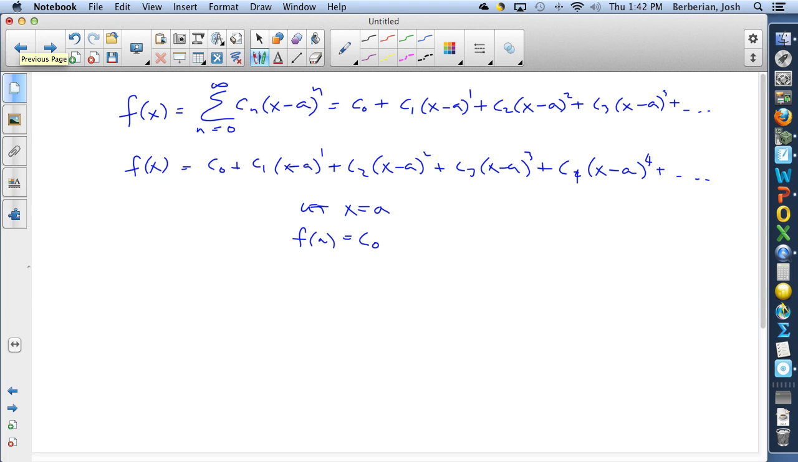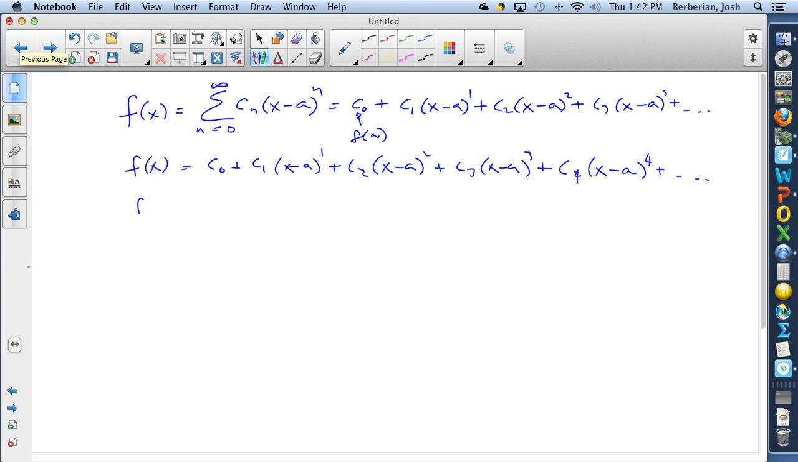So tell you what, I just found out what the coefficient C0 is. This coefficient is f of a. Okay, so I found you a coefficient. That's nice. All right, I'm going to erase this because it's not really that important right now. Now remember we talked about being able to take a series and do term-by-term differentiation?